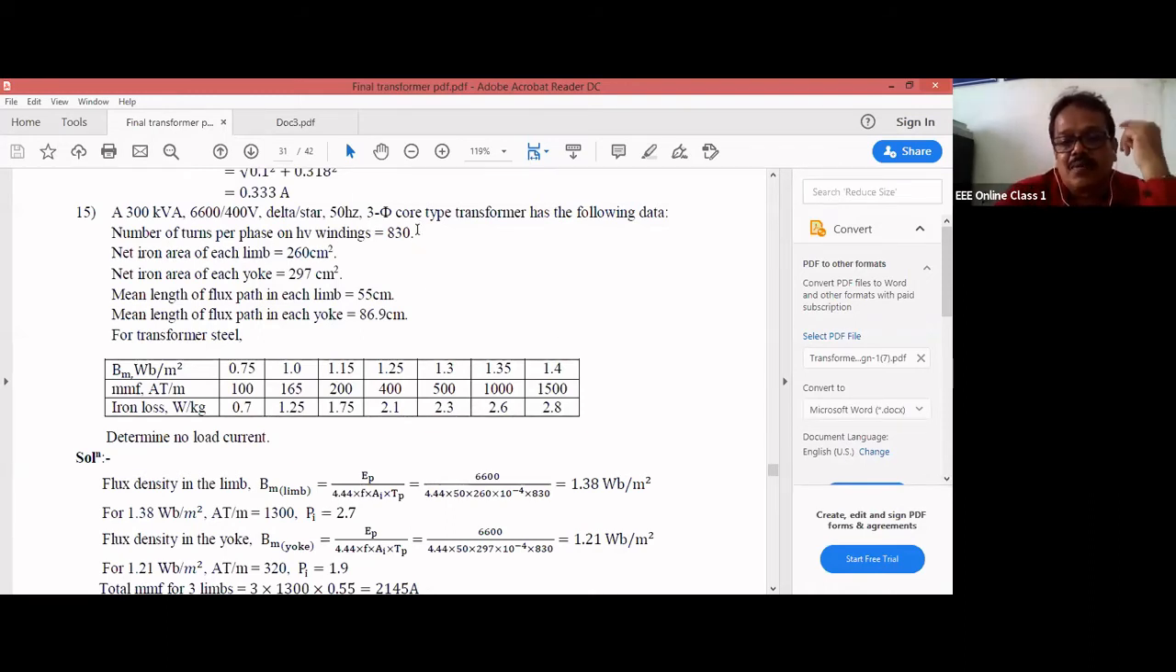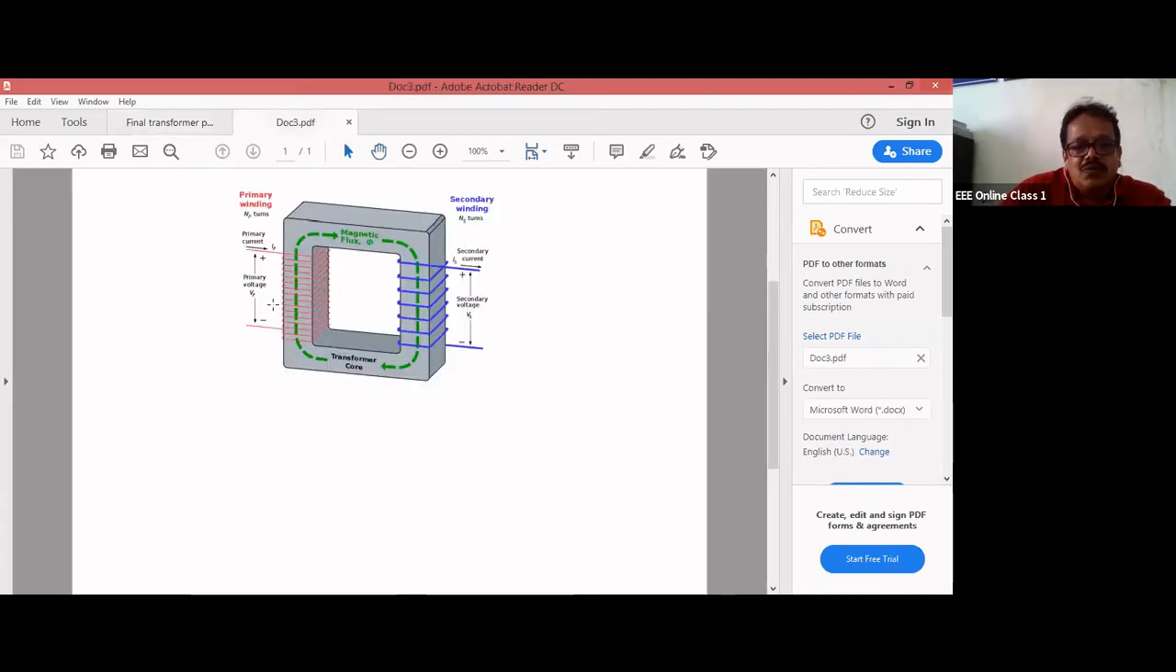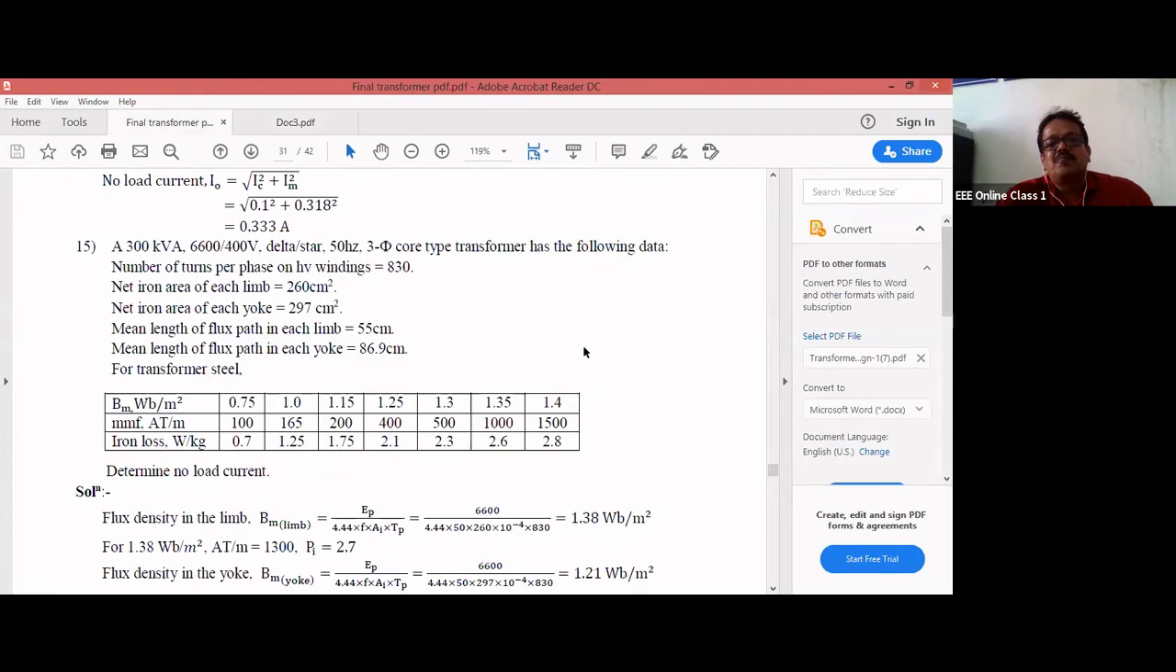A three-phase core type transformer. If you take a three-phase core type transformer, we have three limbs, and the yokes will be only two. We have three limbs for three phase. Likewise, for single phase, we have two limbs. We take one more limb here, it will become three phase. We have three limbs and two yokes. Now, this is a very important one, the problem based on it.